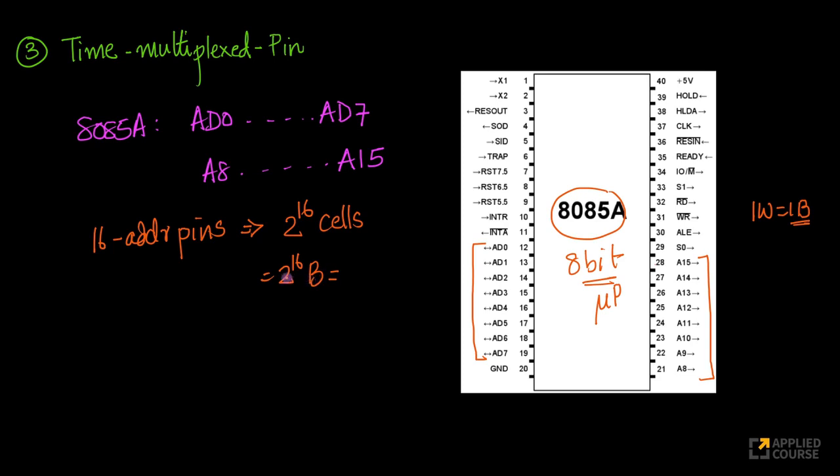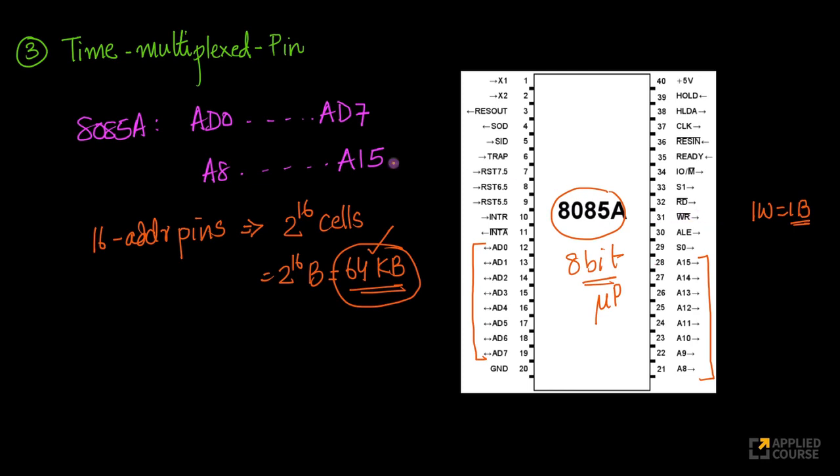What is 2 power 16 bytes? 2 power 6 is 64. 2 power 10 is 1 kilobyte. So this is the total maximum addressable space. This is the maximum size of the main memory which I can connect to my 8085A microprocessor. Very simple concept.